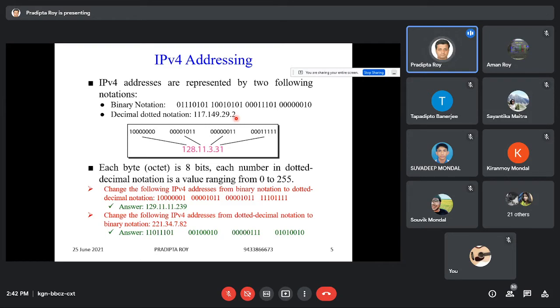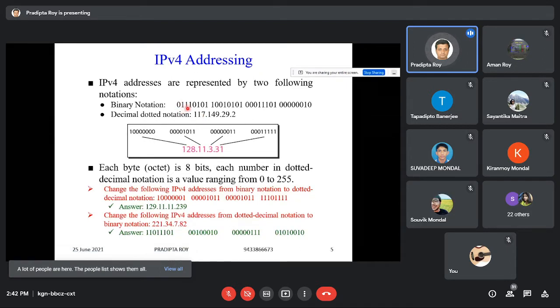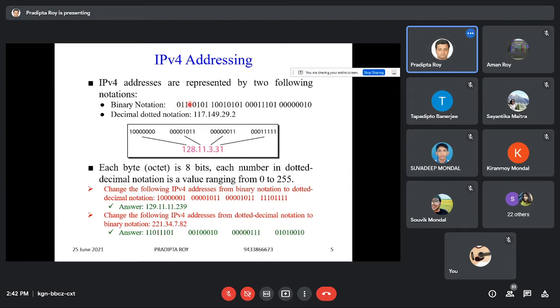To remember the 32-bit binary pattern, it is converted to decimal octet-wise. This is the example. Suppose the first octet has the value 01110101. If you convert it into decimal, you will find the corresponding value is 117.